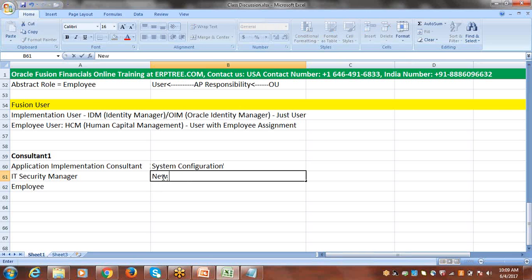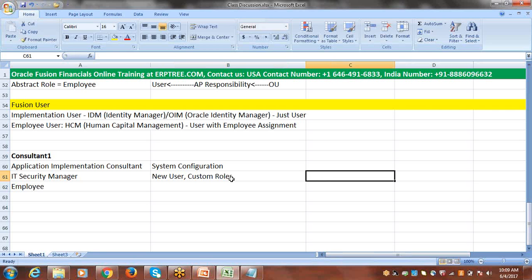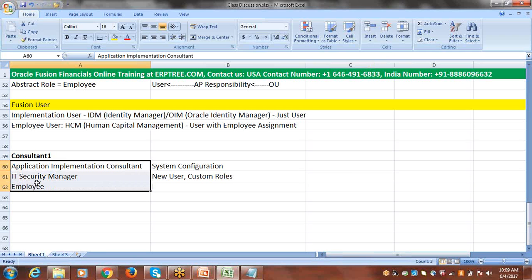Yes, please go ahead. I have one question here. If we want to give the privilege to create a user to that consultant, is it an additional step where we need to create a role for him as an IT security manager? No need to create, we have to assign. These are seeded roles. Okay. We are going to assign it as a responsibility to that consultant. Yes.